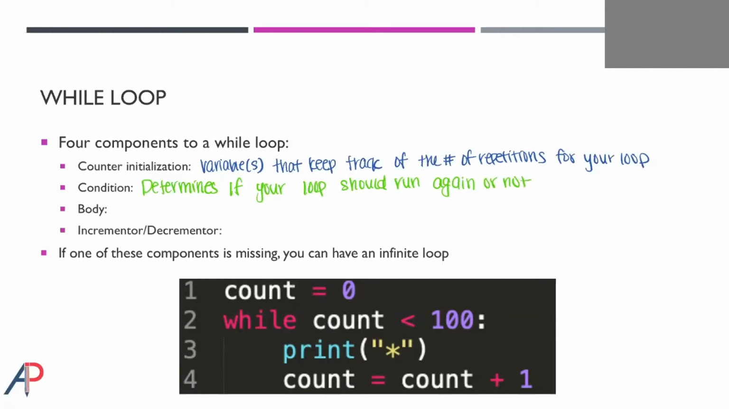Going to our code down here, we have first off our counter initialization. We have created our variable that will keep track of the number of repetitions of our loop. We know this is a counter initialization because it's being used specifically inside of our condition. This is our condition down here: count is less than 100. So while count is less than 100, keep going. As soon as count is no longer less than 100, you stop.